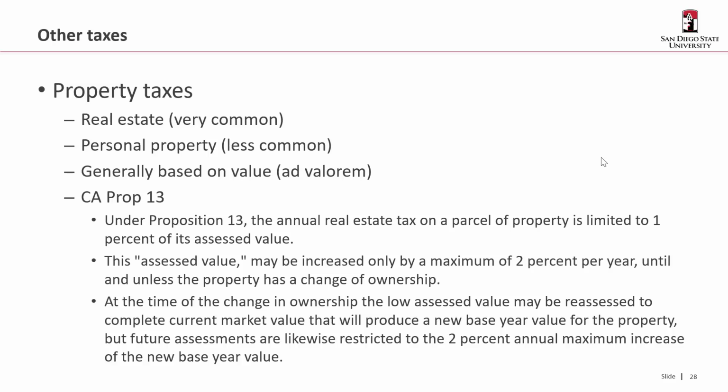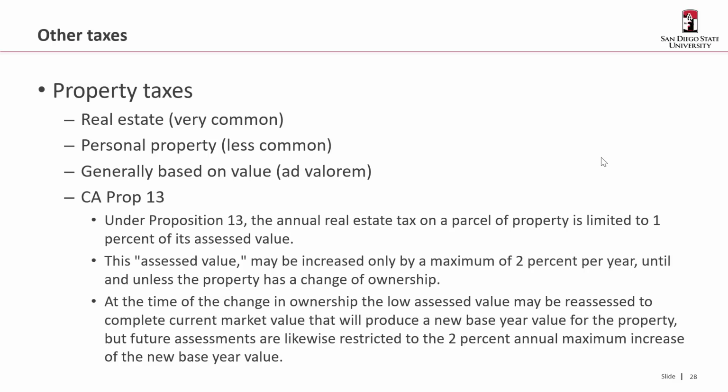That's called an ad valorem tax. However, here in California, we're lucky enough to have something called Prop 13. And under Prop 13, the annual real estate tax on a parcel of property is limited to 1% of its assessed value. Now, that's not that unusual. It's pretty common for property taxes to be capped at 1% in a lot of states. Some states have a 1.5%. Some states have a 2%.